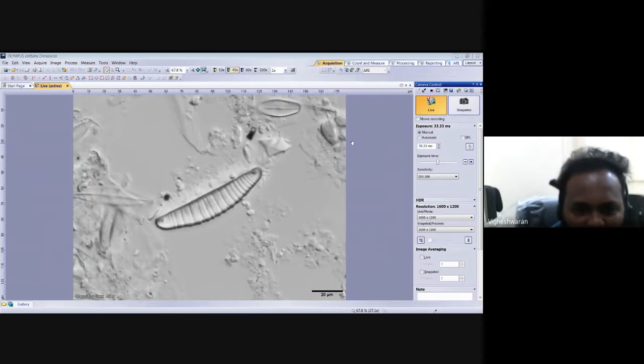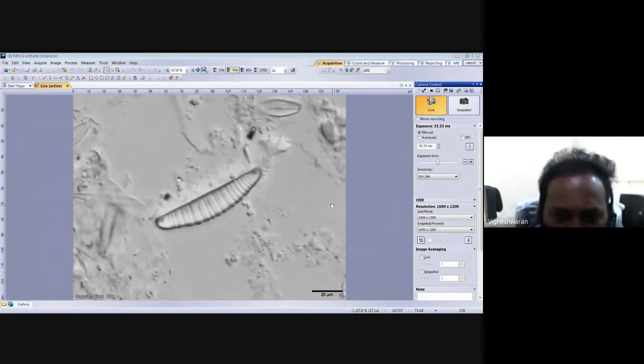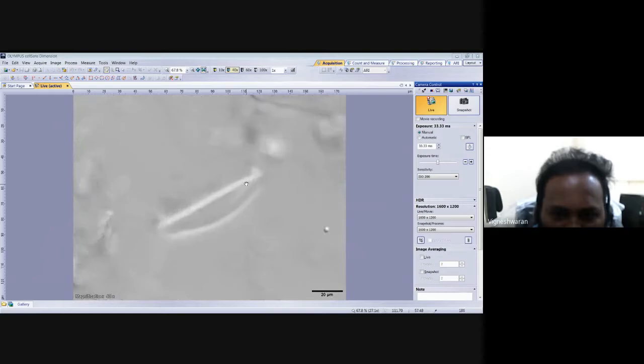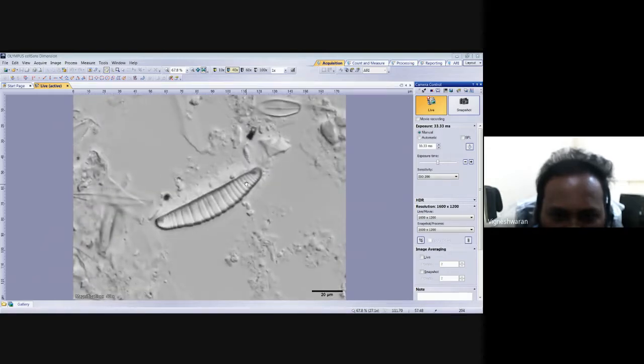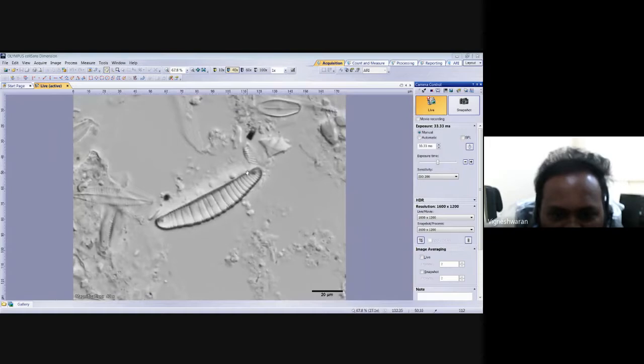Now you are seeing some diatoms from Northeast India. As I told earlier, there is one group called Eunotia. Here you can see this species called Eunotia. If you see, it has lines. This is called striae. Every individual line is called a stria. So this is one group of diatom.